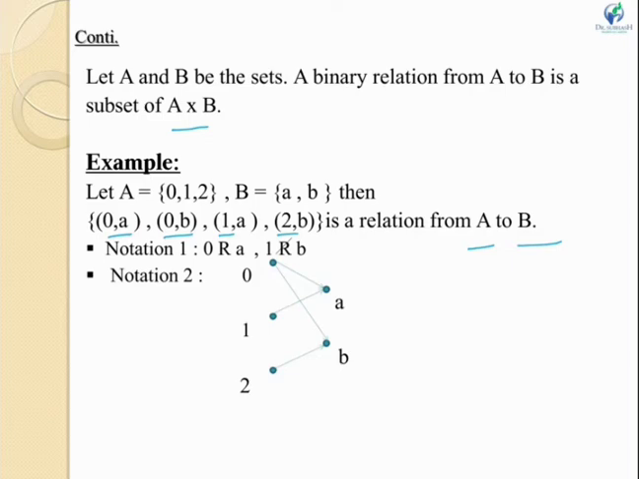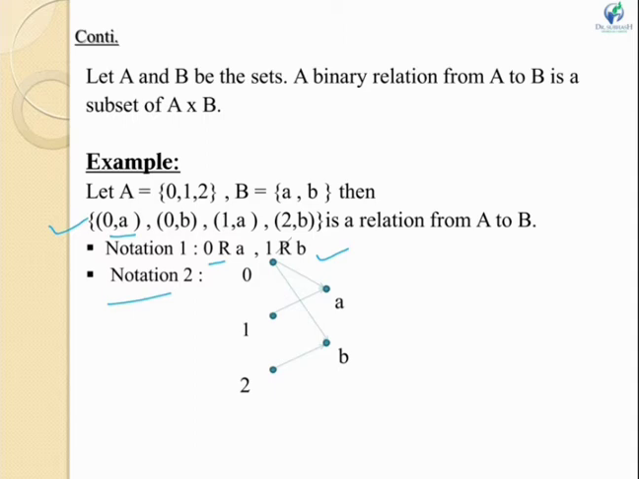There are three types of notations, and we can use any of them. The first notation: if I take the first ordered pair (0,a), then it can be written as 0 R a. And see here I have written 1 not related to b. That means you can see in this set that there is no ordered pair like (1,b).